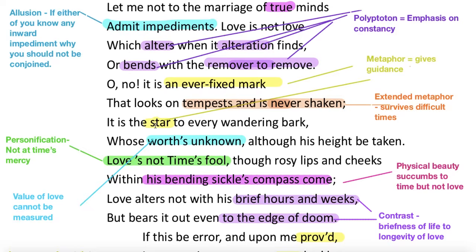And then another metaphor is used. Love is likened to a star, which again provides guidance to a wandering ship. Bark is another word for ship. So again, just reiterating this idea that love provides direction to others. And like a star, you can measure the height, but you will never be able to measure its worth. And so love, its value is immeasurable, which emphasises just how valuable it is.